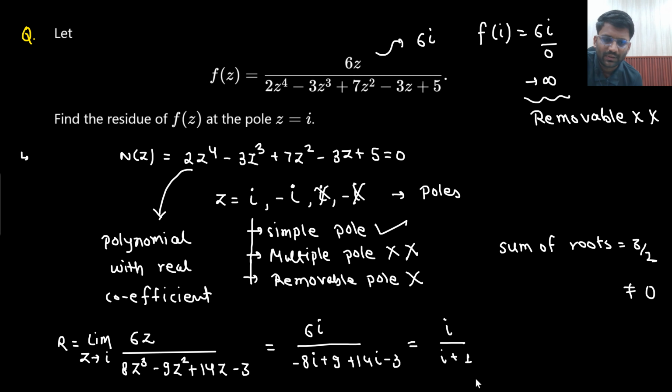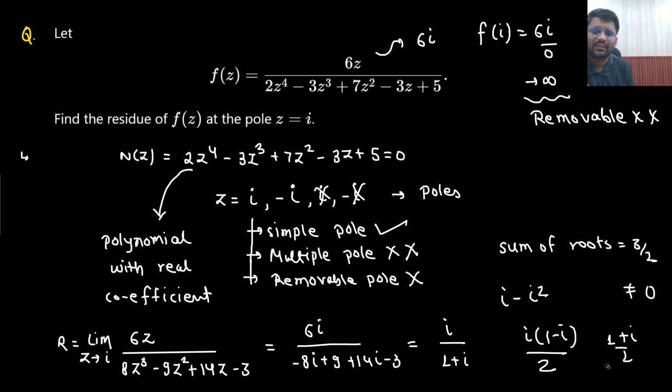Say yes or no? 6 iota, yes. Or you better write down iota upon 1 plus iota. So iota into 1 minus iota divided by 2. So iota minus iota square. So 1 plus iota by 2. So the answer is 1 plus iota by 2.